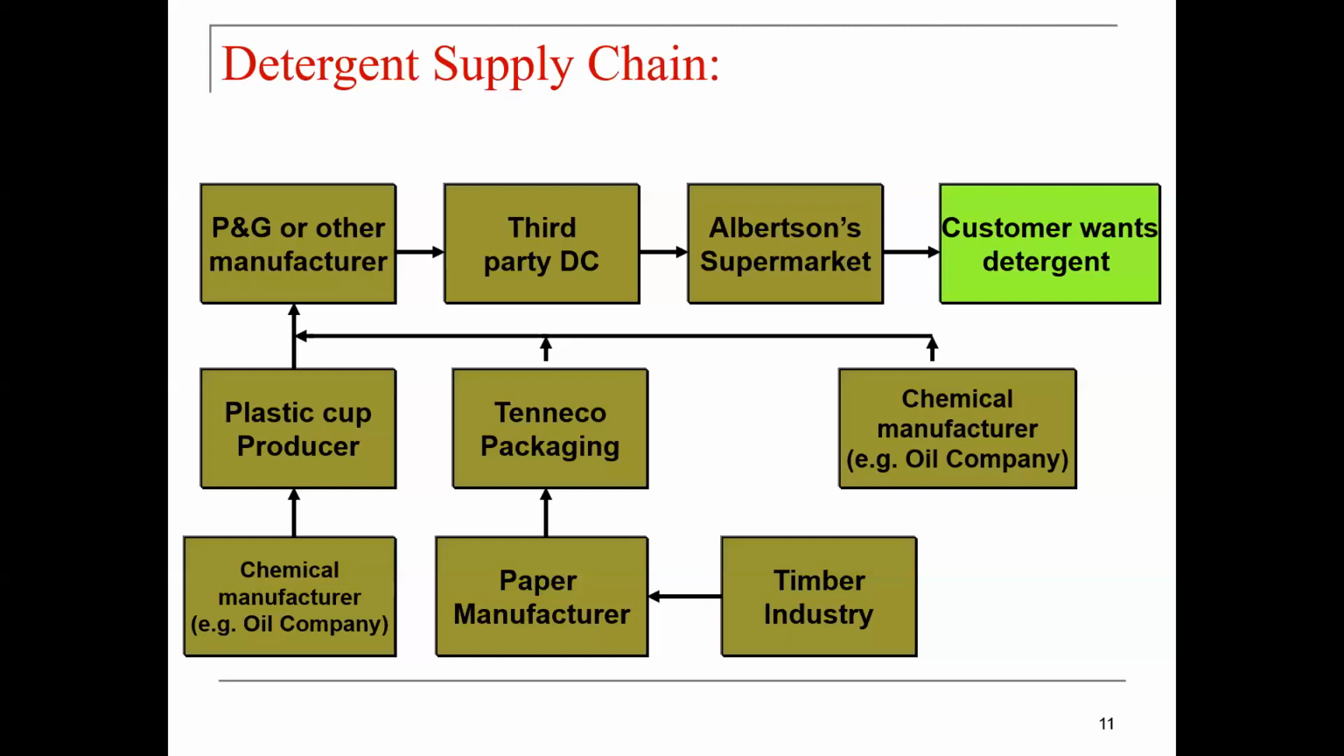But Procter & Gamble also has another piece of the supply chain: they need to get supplies to produce this product. So they include here the plastic cup producer, packaging, the chemical manufacturer, paper manufacturer, and so on. As you can see, there are a lot of things connected in order for the customer to get the product.